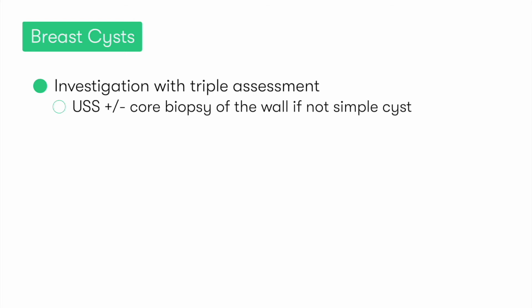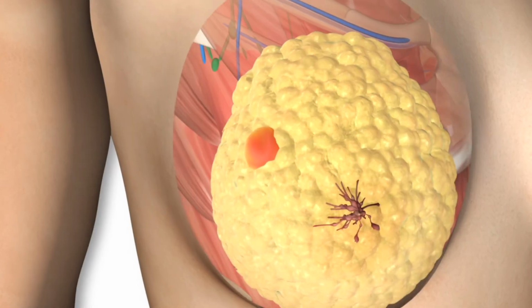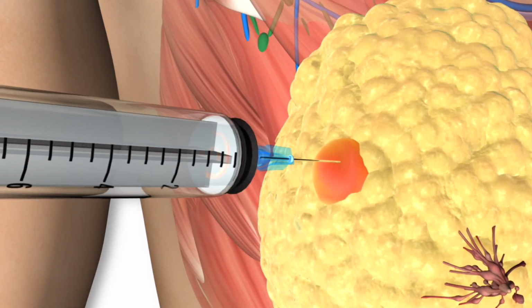Once the diagnosis of a breast cyst has been established, our management should involve reassuring the patient. And in cases of very small cysts, these may simply be left alone. However, with larger and more symptomatic cysts, we can perform aspiration of the cyst under ultrasound guidance.